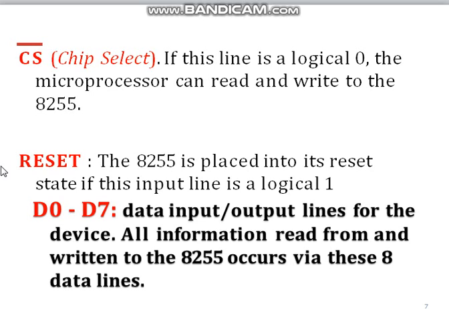The data lines are used for communication of your data. D0 to D7 is used for communication of data between your microprocessor and the input-output device.